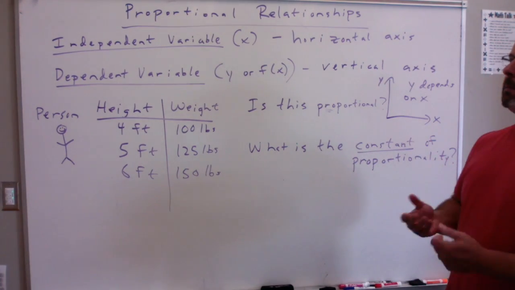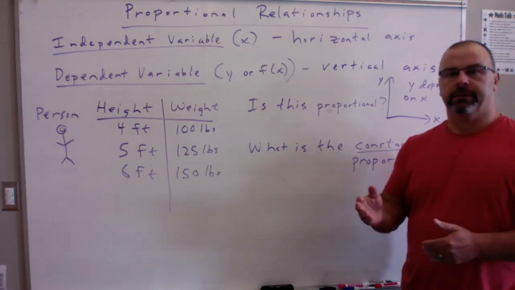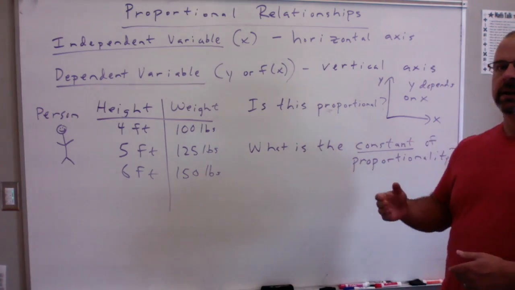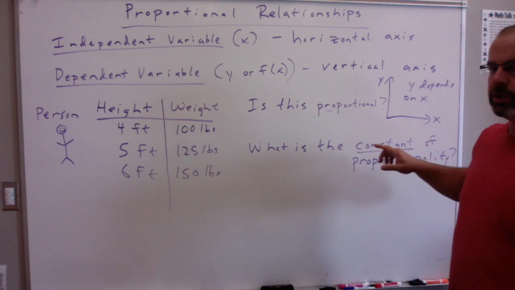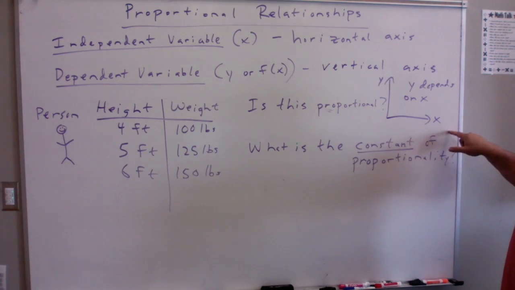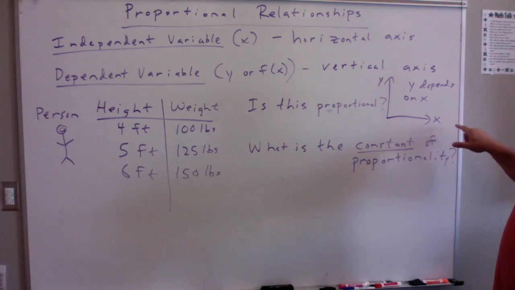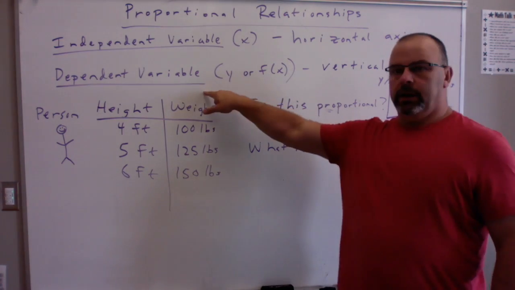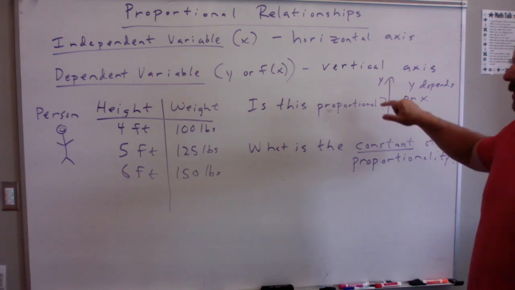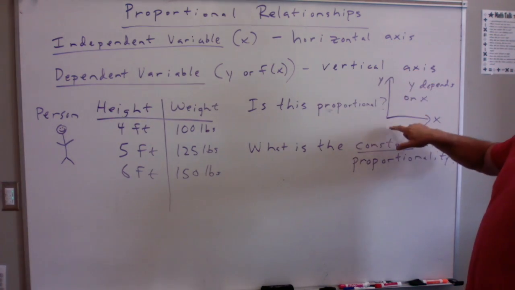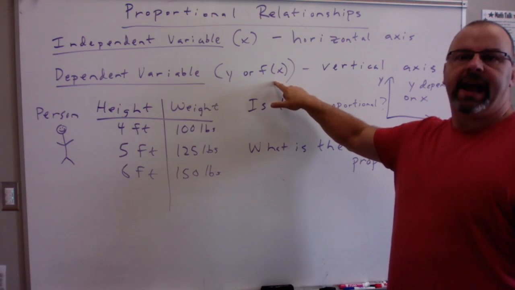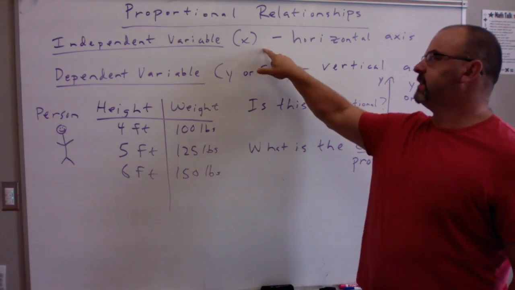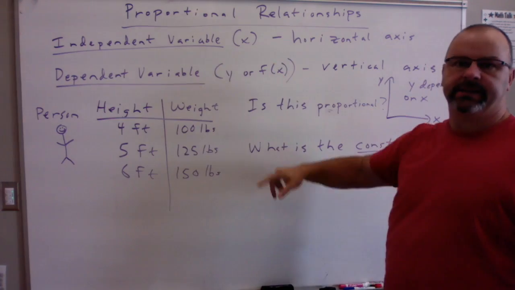First of all, in every proportional relationship there is a relation between two things. The first one is called the independent variable, which is the x, usually on the horizontal axis. It's independent. And then the dependent variable is on the vertical axis, the y-axis. So that's the y, or sometimes we call it f of x because it's a function of x. It depends on what x is.